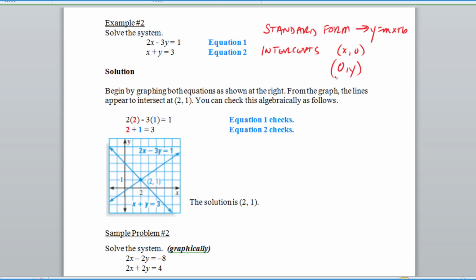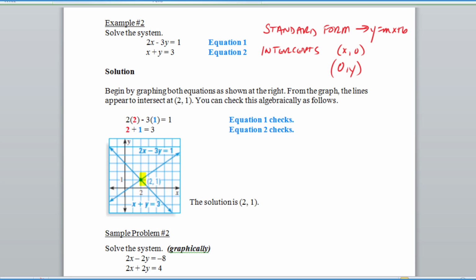Now, what we're ultimately looking for here is that we get both lines graphed, and we're looking to identify that point where they intersect. And so you can see here in the solution, we've graphed both lines, and we've got this point 2, 1 is the point of intersection. And so 2, 1 is actually the ordered pair that makes both of the statements true, or both of the equations true. So since it's true for both of them, you know that it is the solution to the system of equations.